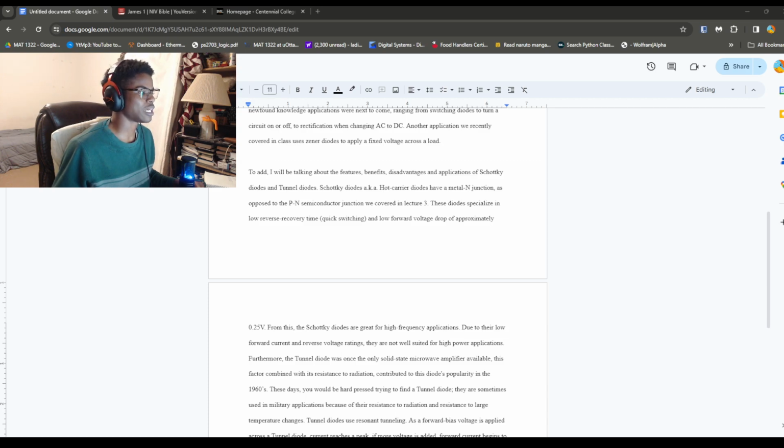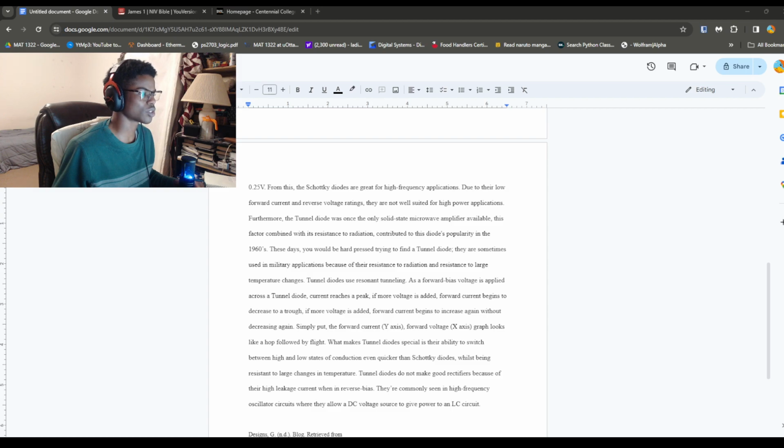These diodes specialize in low reverse recovery time, also known as quick switching, and low forward voltage drop of approximately 0.25 volts. From this, the Schottky diodes are great for high frequency applications. Due to their low forward currents and reverse voltage ratings, they are not well suited for high power applications.